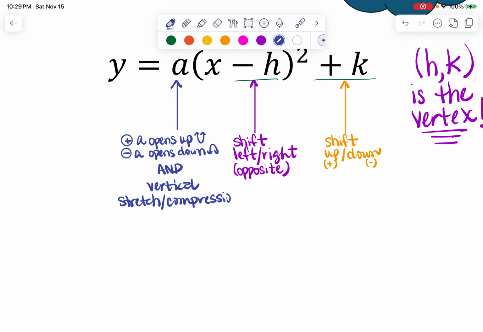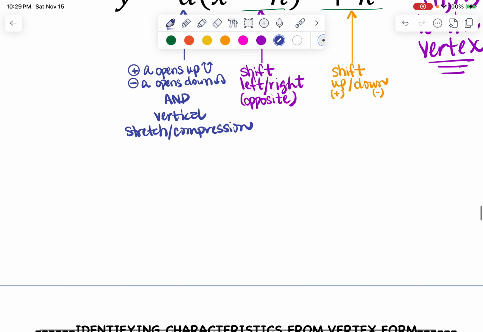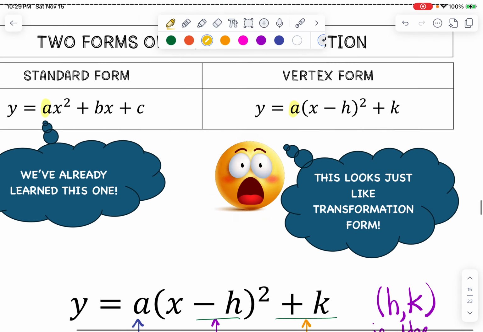And we, of course, had this discussion last class, but I'm just going to refresh your memory. It is a stretch if A is greater than 1. If A is greater than 1, it's a stretch. And if A is a fraction between 0 and 1, then it is a compression. And we also don't want to forget that if you stretch it vertically, remember we had this conversation last class.